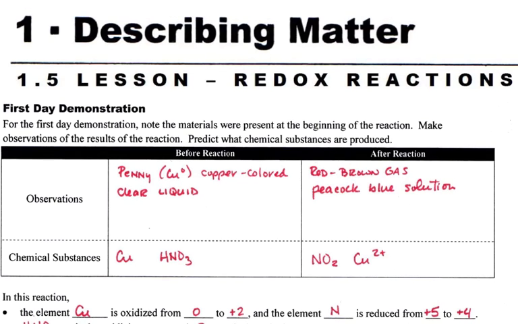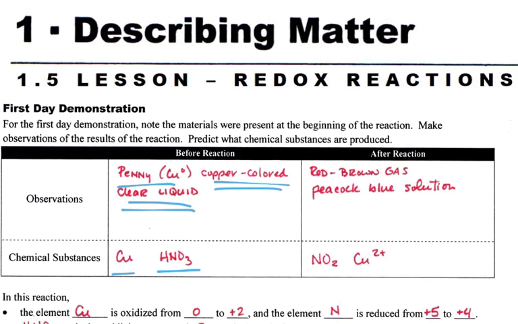We didn't get to go over the 1.5 lessons very well, so I'd like to do a little bit just as a tutorial. So the first day demonstration, that's when we were doing the penny in the nitric acid, and we read the little story about nitric acid acts on copper. So observations before we started: we had a penny, which we know we say observation was that it's copper colored and it's a metal, and then we had a clear liquid, which was our nitric acid. And we can write that down.